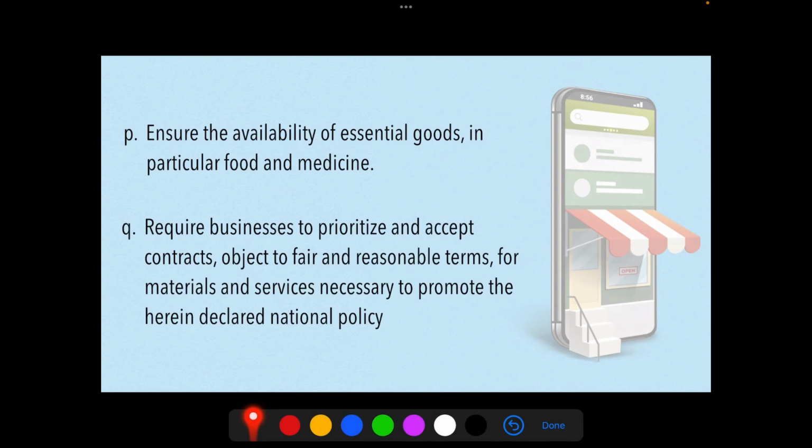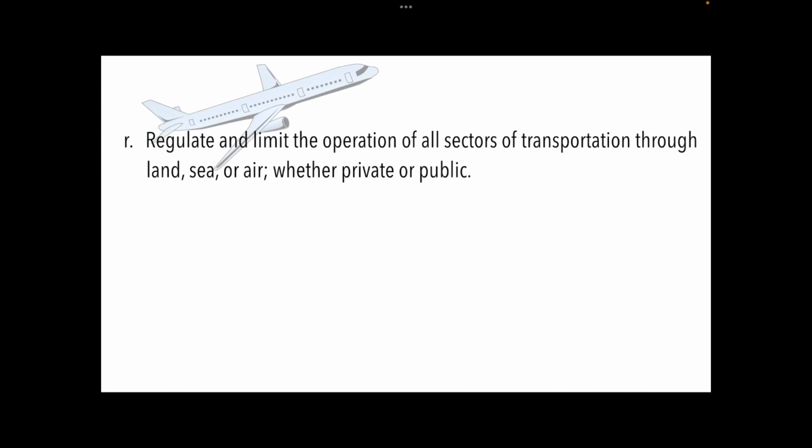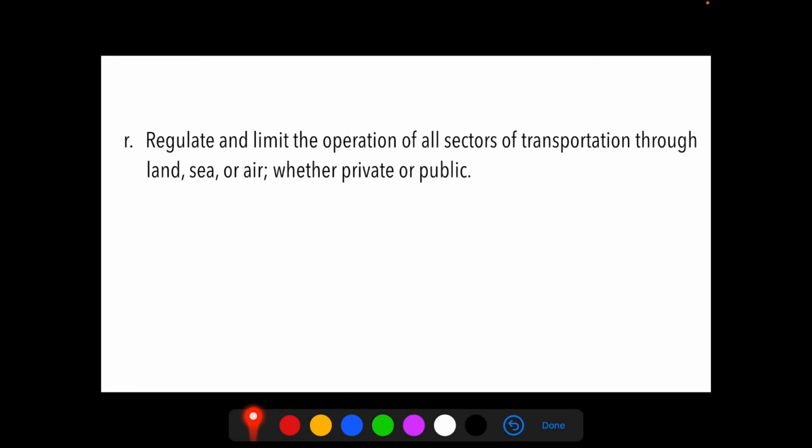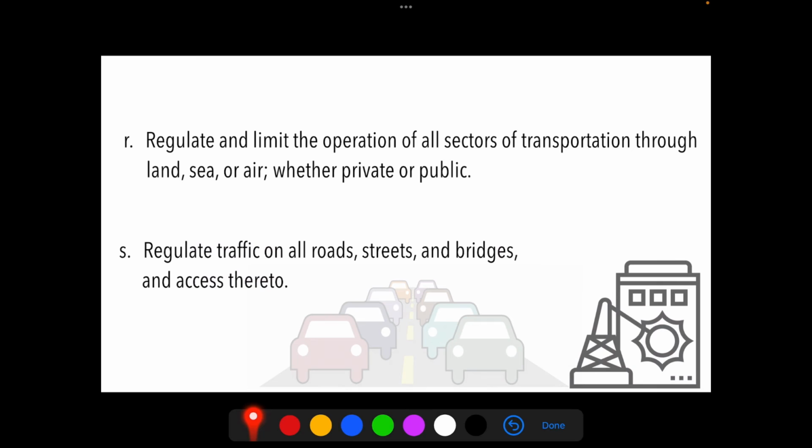Next one, require businesses to prioritize and accept contracts subject to fair and reasonable terms for materials and services necessary to promote the herein declared national policy. Also, to regulate and limit the operation of all sectors of transportation through land, sea, or air, whether private or public. And also to regulate traffic on all roads, streets, and bridges and access thereto, and prohibit the putting up of encroachments or obstacles, for example. And also the authorized removal of encroachments and illegal constructions in public places.